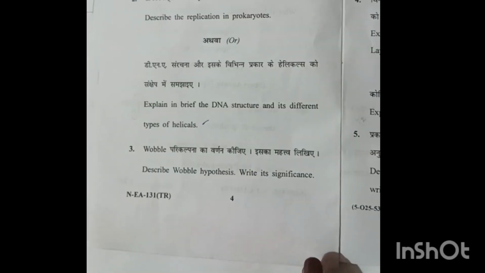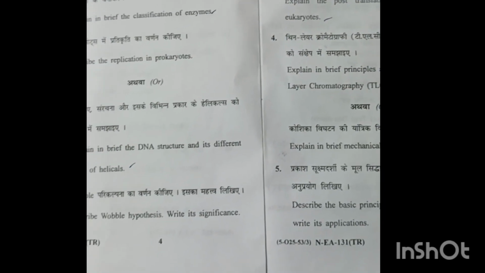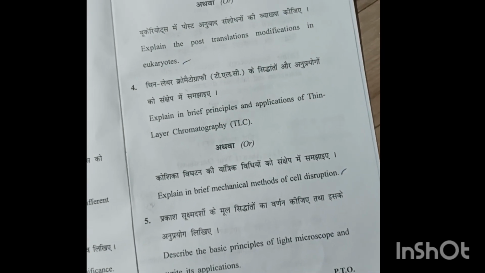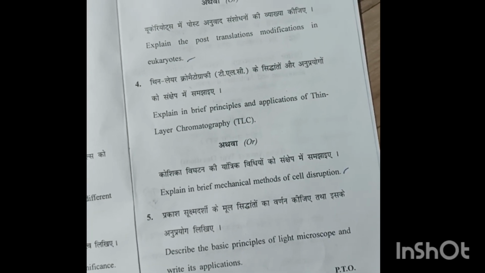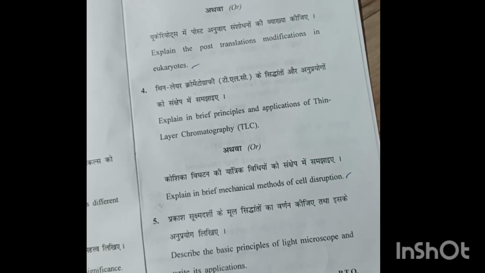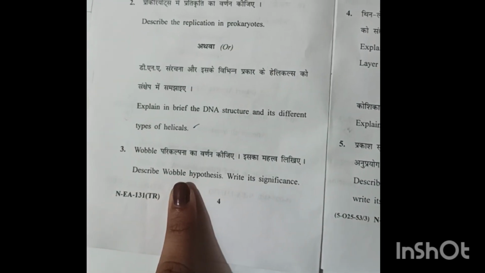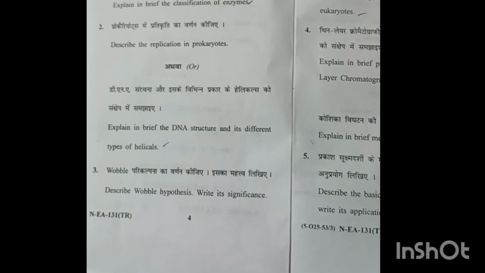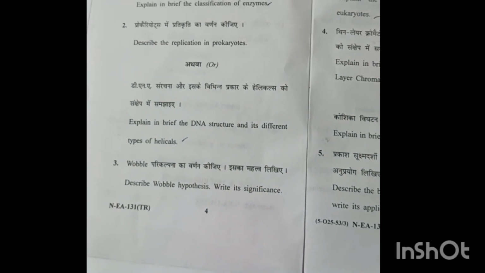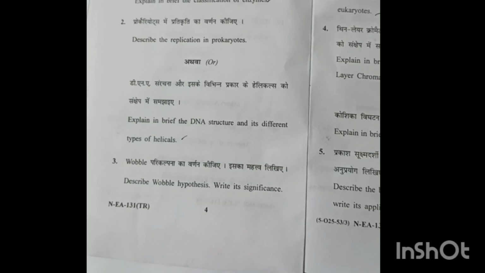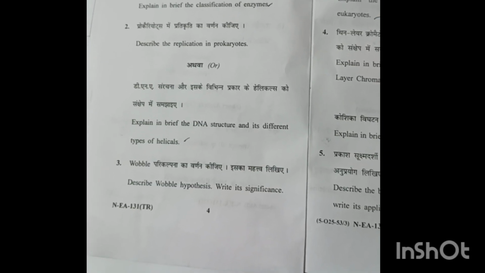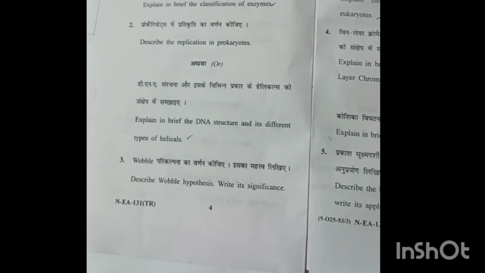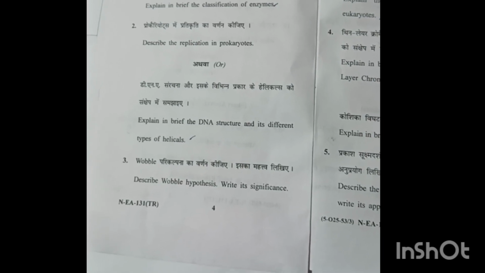Wobble hypothesis. Though I knew the wobble hypothesis, I thought I had more content on post translation modifications in eukaryotes, so I chose the second one. This was also a very direct and good question. In this paper, there are three things that you have to know: the wobble hypothesis, Ramachandran's map, and one more. It's not a hypothesis, it's a concept, that is Jablonski's diagram.